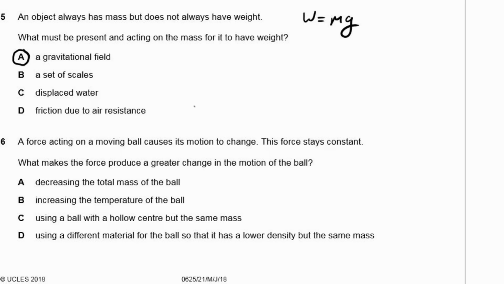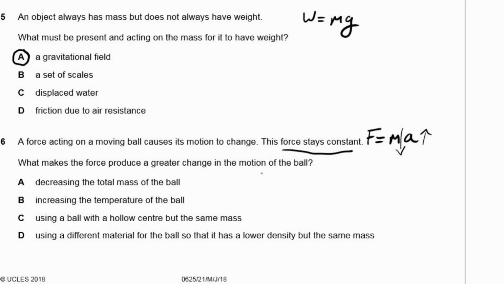6. A force acting on a moving ball causes its motion to change. The force stays constant. Okay, let's look at this. Force causes something to change. Force is mass times acceleration. The acceleration is a change in motion. What makes the force produce a greater change in the motion of the ball? Well, a greater change would be a greater acceleration. To get a greater acceleration, we would want a smaller mass, because remember, it tells us the force stays constant.